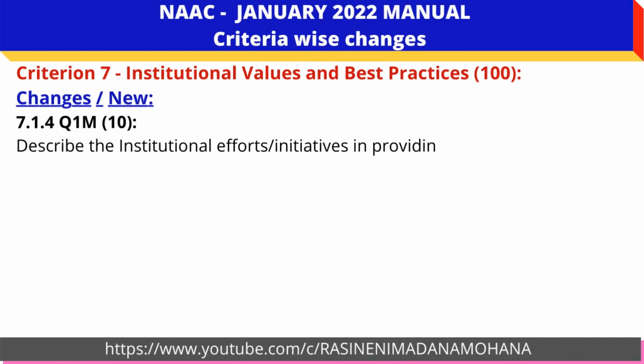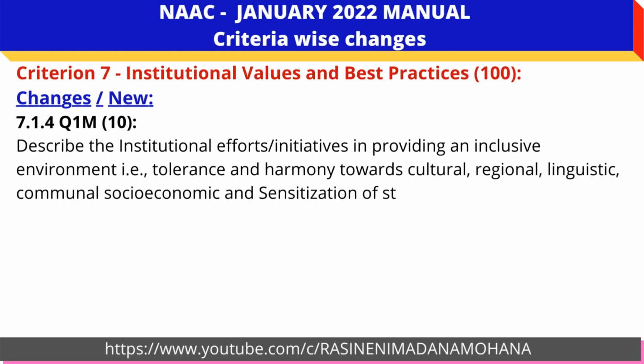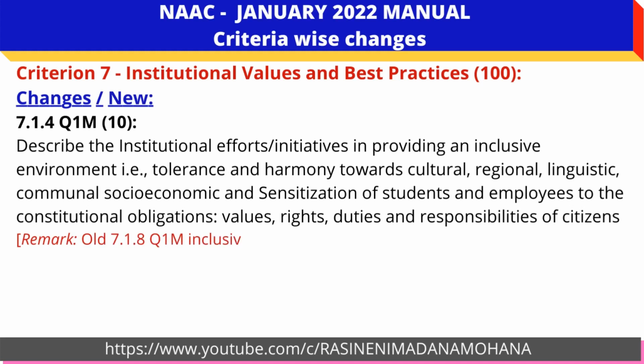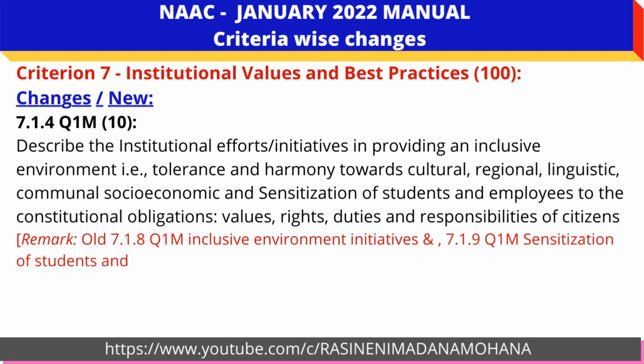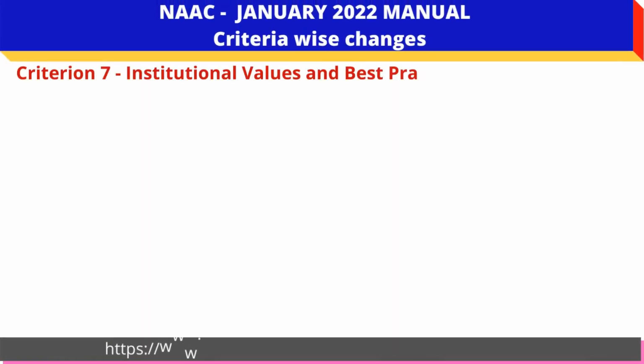The next one, 7.1.4, qualitative metric. Institutional efforts or initiatives in providing an inclusive environment, that is tolerance, harmony, etc. So this was an earlier qualitative metric only. For this, another new one is now added, that is 7.1.9, sensitization of students, employees, and the institution to constitutional obligations. So this is measured with 7.1.4. Now altogether, weightage is 10. Both were qualitative at that time. This time also, the measured one is qualitative.